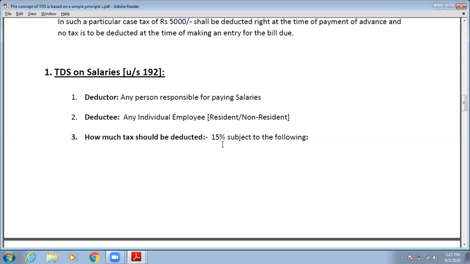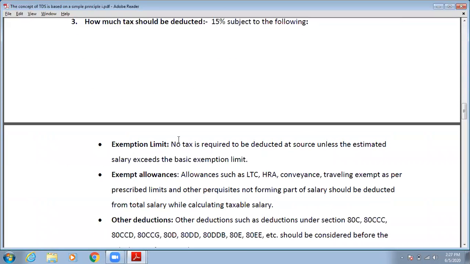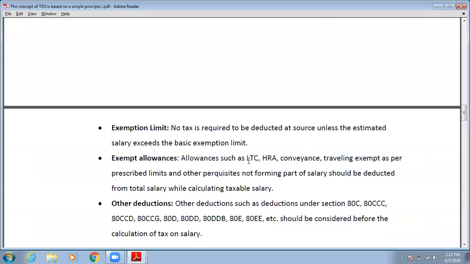But there are some conditions on this 15% rate. It is subject to the following. Exemption limit: no tax is required to be deducted at source unless the estimated salary exceeds the basic exemption limit. Until your salary exceeds the basic exemption limit, you do not have to deduct tax. What this point is, we will discuss later on.